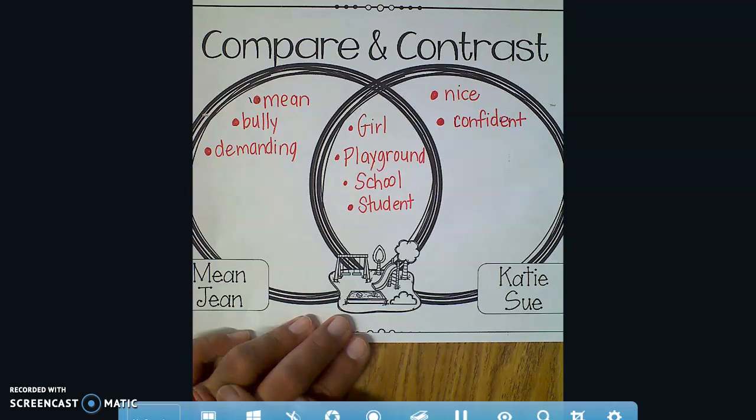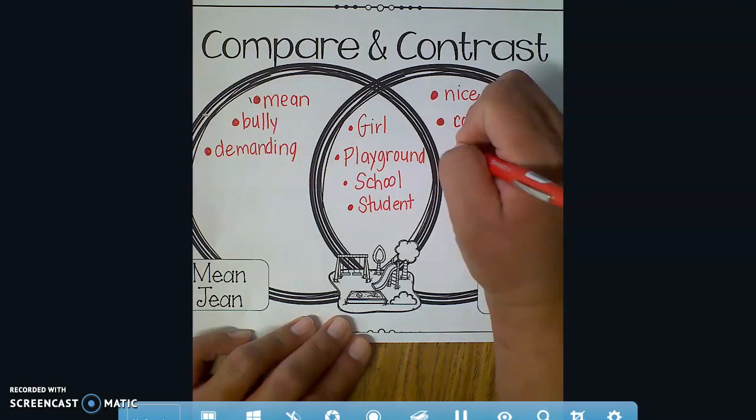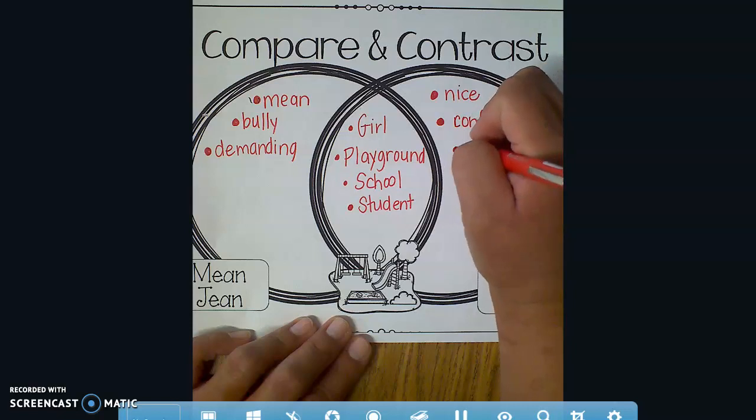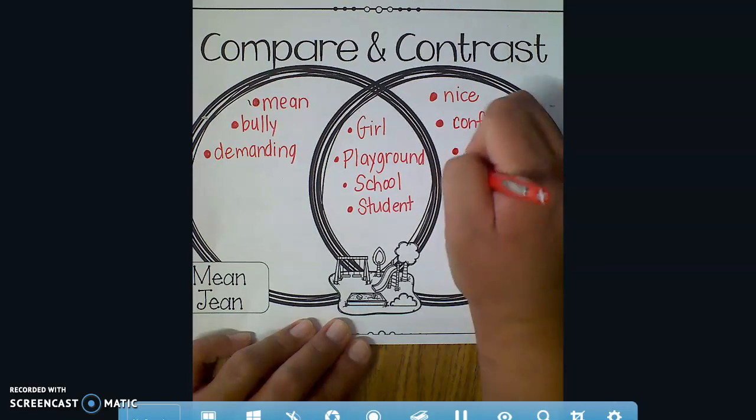So she was probably encouraged by her family, her teachers, her friends, to not let people boss her around. So she was confident in saying, I'm going to swing, and no one's going to say I can't swing because this playground is for everyone. She shared with others.